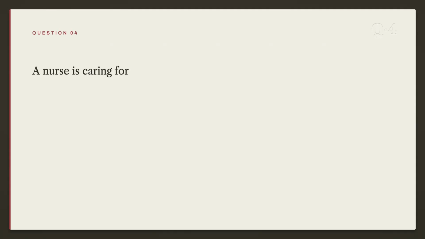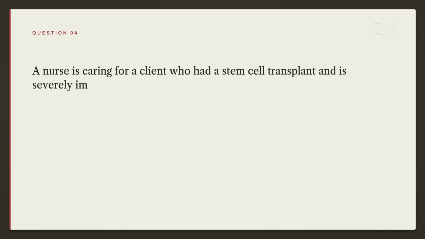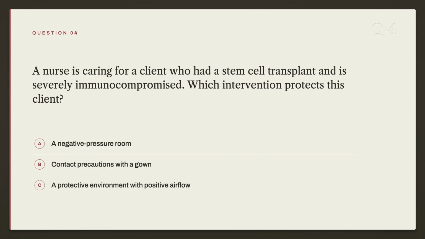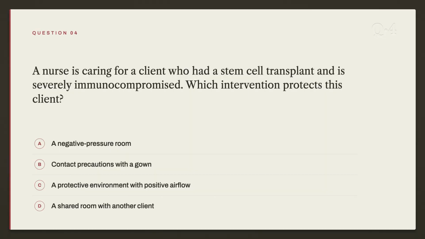Question 4. A nurse is caring for a client who had a stem cell transplant and is severely immunocompromised. Which intervention protects this client? Your options are A. A negative pressure room. B. Contact precautions with a gown. C. A protective environment with positive airflow. D. A shared room with another client. What's your answer? Commit to one before I continue.